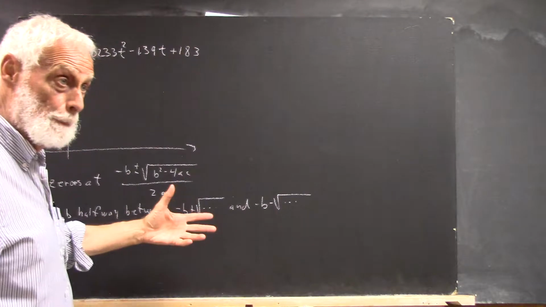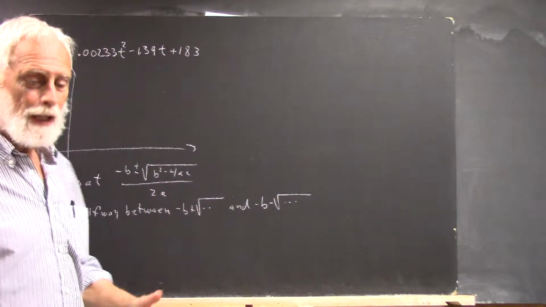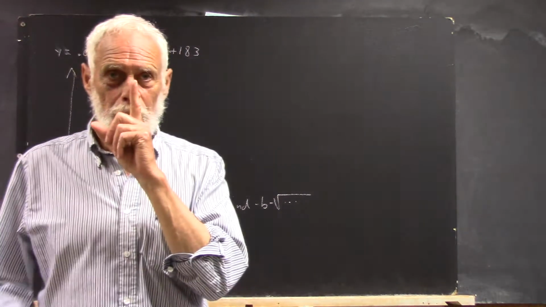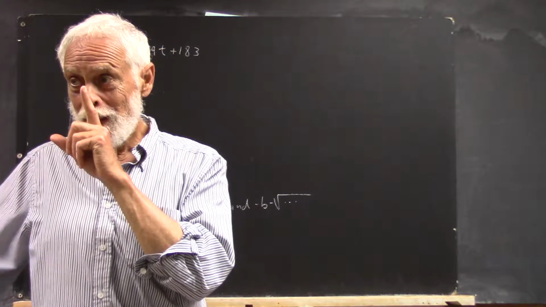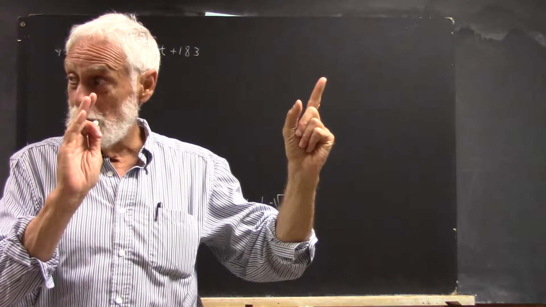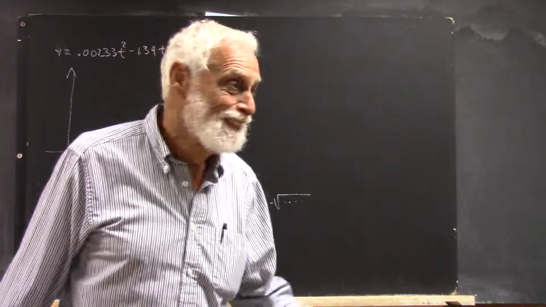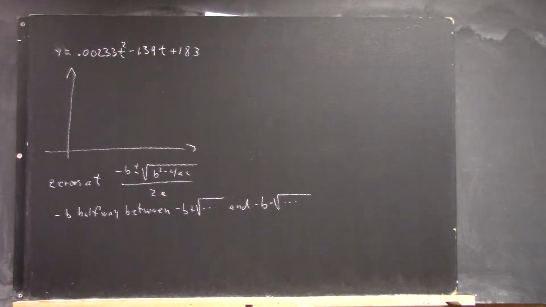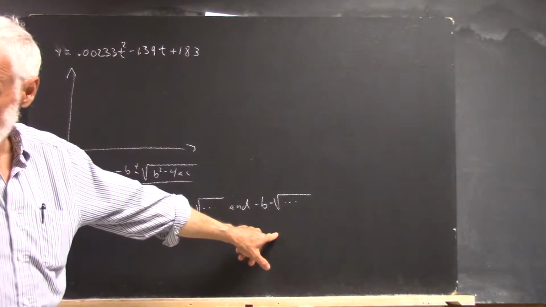Okay, we understand? That, you know, halfway between my nose minus 1 foot and my nose plus 1 foot is what? My nose. Good. Okay? Right? So negative b is halfway between this and this.